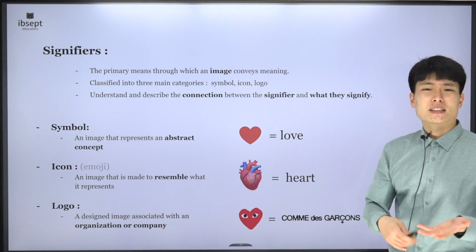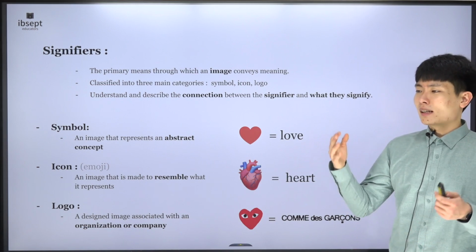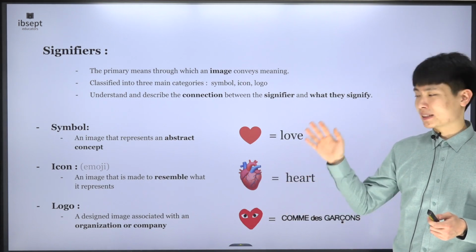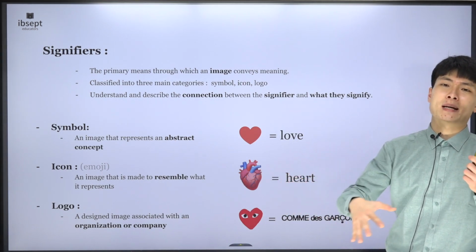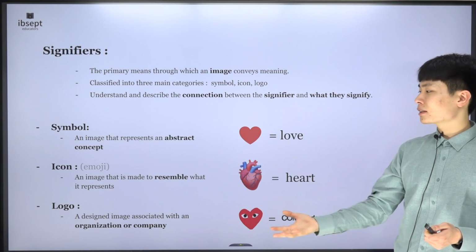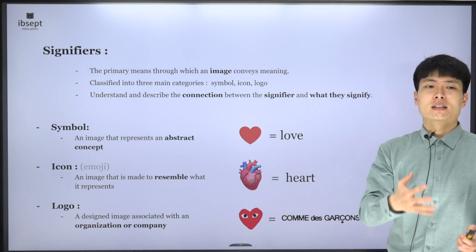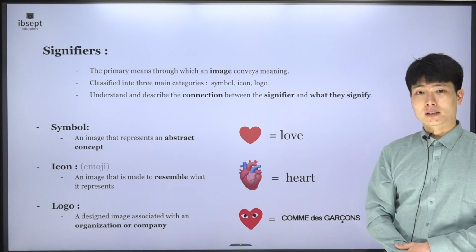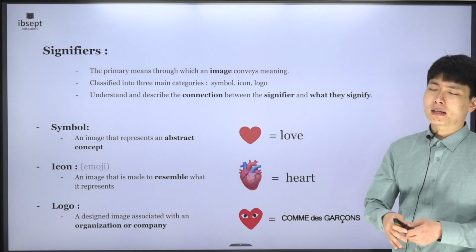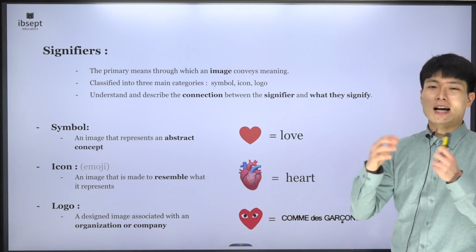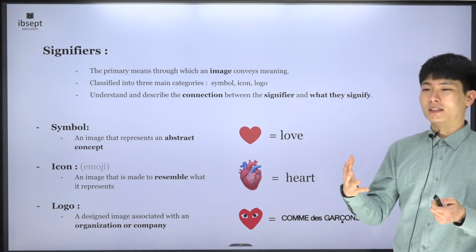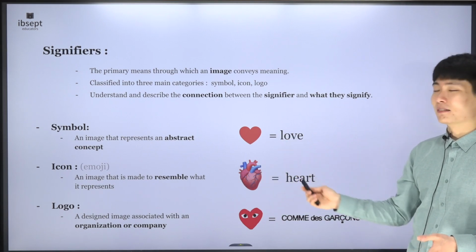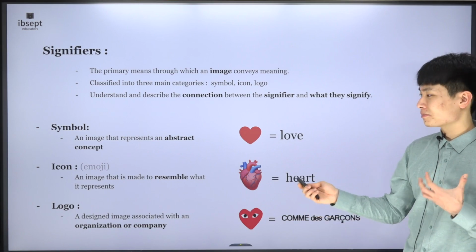An icon is slightly different. An icon is an image that has been made to resemble what it is representing. So it can have a degree of abstraction to it, but fundamentally, it is meant to look like something we know. For example, this could be an icon for a heart. At the same time, if you want it to be a bit closer to the actual appearance of an anatomically correct heart, you might have this as an icon for the organ itself.